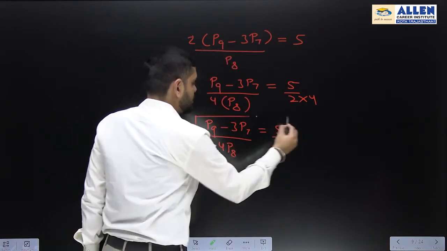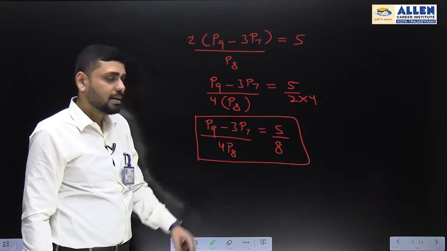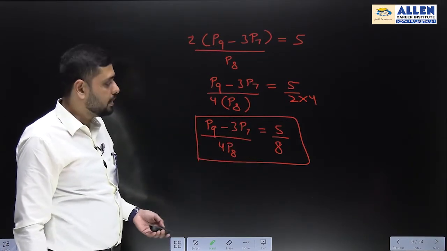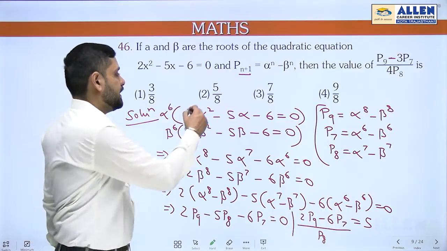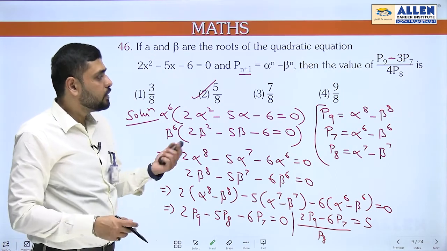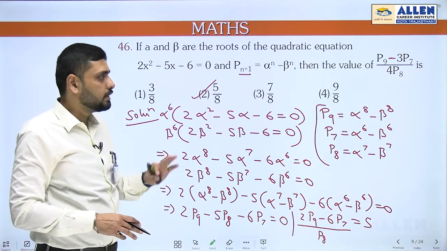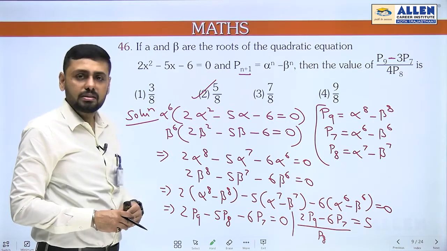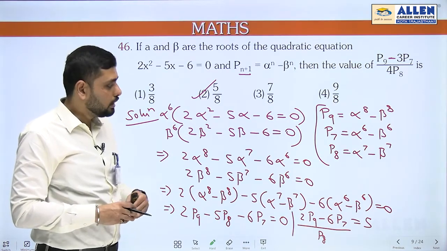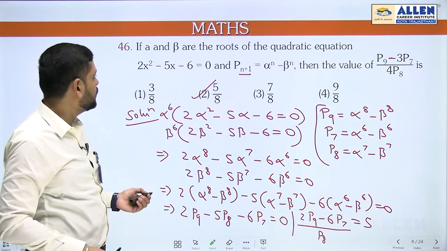This will be our answer, 5 upon 8, because we need to find the value of (P9 minus 3 P7) upon 4 P8. So the answer will be 5 upon 8, that is the second option. Is it clear? In this way you need to solve this question. It's a little bit tricky question, but it's a good question. If you simplify it once, it will be very easy for you to understand how to do it, right? So now we'll move on to the next question.